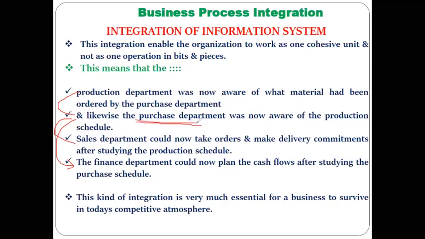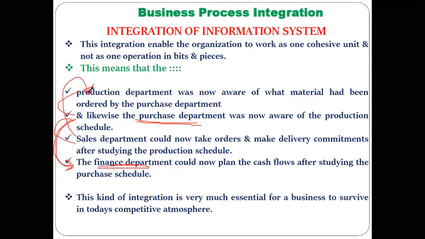Because you can see, if the purchase department wants to purchase something, they need to send this kind of instruction or information to which department? Finance department. Yes or no? Because if they want to purchase something, they should contact the finance department. And if these departments are linked with each other, such information can be easily shared between them. Understood?